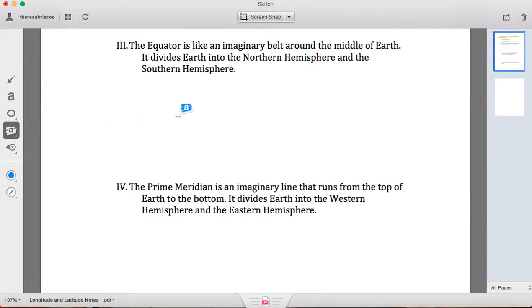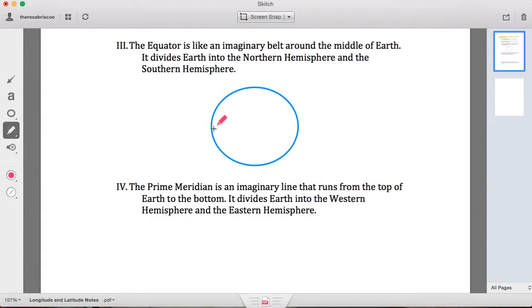If we come down, the equator is like an imaginary belt around the middle of Earth. It divides Earth into the northern hemisphere and the southern hemisphere. So I'm going to use one of the tools over here. I can make a circle, and I'm going to make it blue, and I can resize it here. This circle isn't exact, but it's going to represent the Earth. And I'm going to draw a line that looks like an imaginary belt that divides Earth into the northern hemisphere and the southern hemisphere.